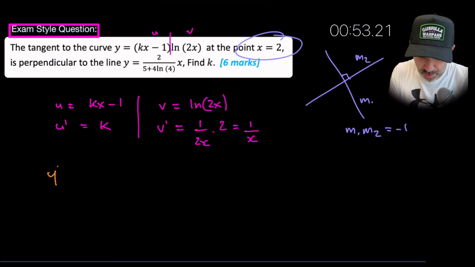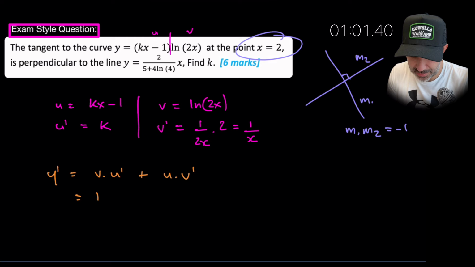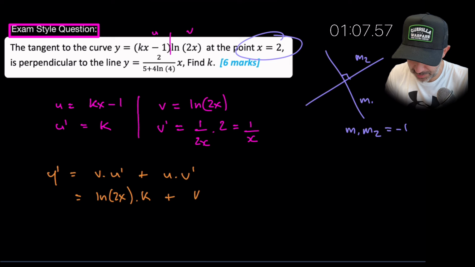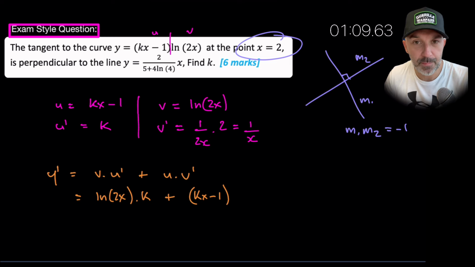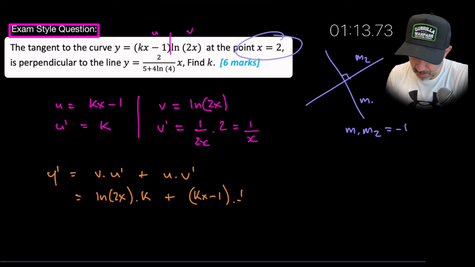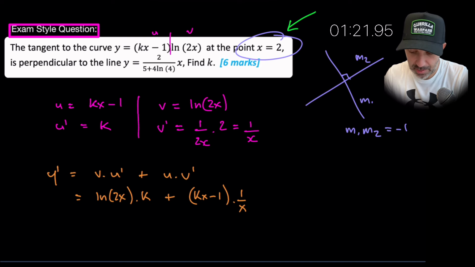Right, so we got y prime is equal to v du plus u dv, okay? And therefore v is natural log 2x times du, which is just k, plus u, which is kx minus 1. Now, be careful to keep all of that together, times dv, which is 1 over x. Now, I don't need to do much tidying here because I just have to substitute this value 2 into this expression to find the gradient at 2.